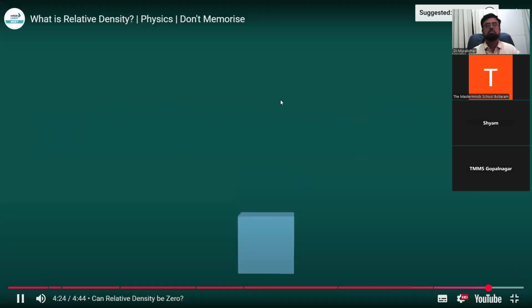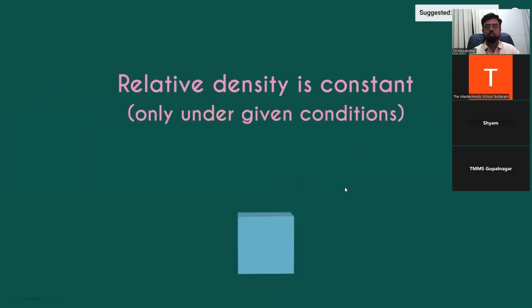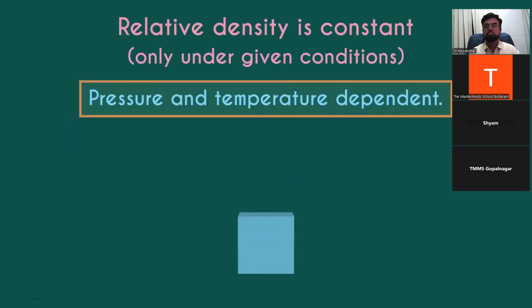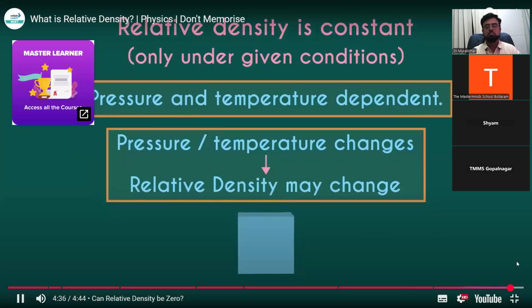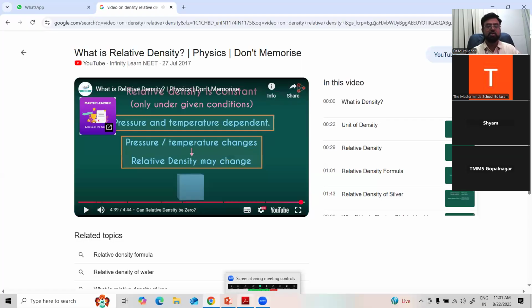And you should also know that relative density is constant only under given conditions. It is pressure and temperature dependent. The same substance can have different relative densities under different pressures or temperatures. It will change along with the pressure and temperature also, right?